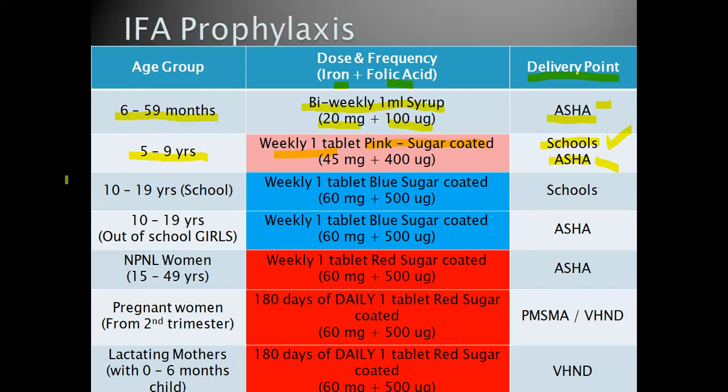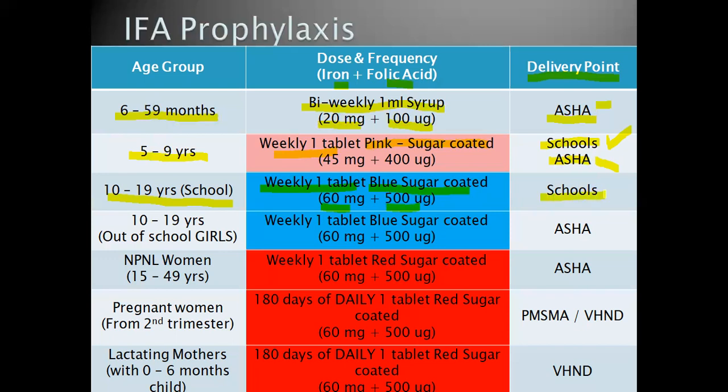Moving ahead, 10 to 19 years, school going children. Now, when we are saying 10 to 19 years school going children, we are not specifying the gender. So adolescents, or in other words 10 to 19-year-olds who are enrolled in schools, all of them are going to receive this weekly one tablet of blue sugar coated one, iron ki neeli goli. You may get just a simple neeli iron goli or iron ki neeli goli. What is that iron ki neeli goli? For adolescents, 60 milligram of iron and 500 microgram of folic acid. It is a center based delivery through schools.